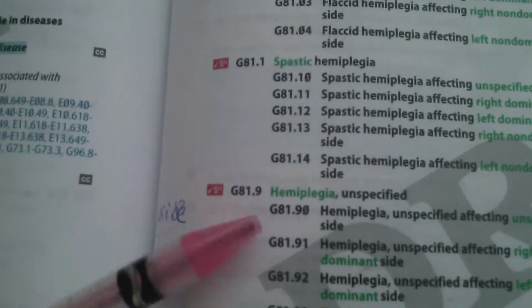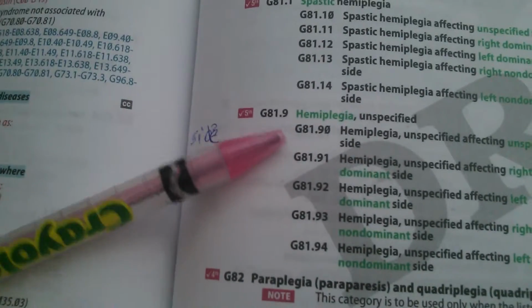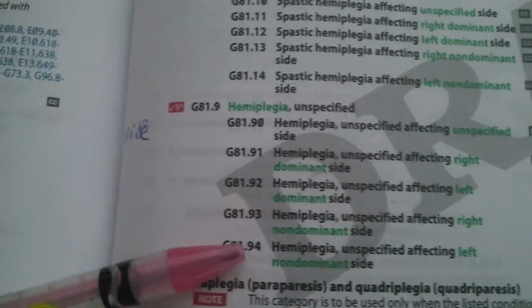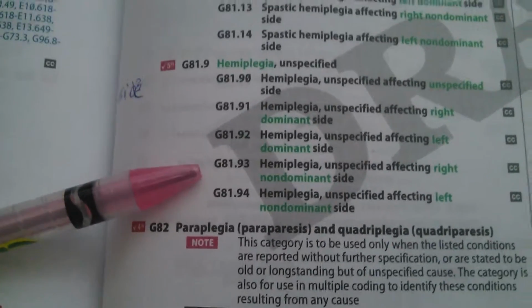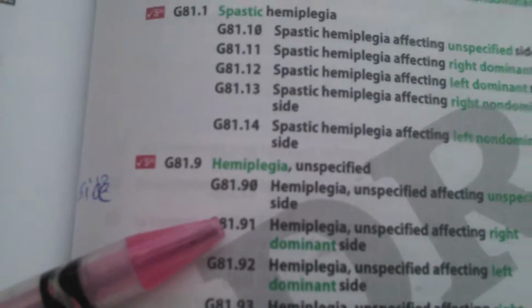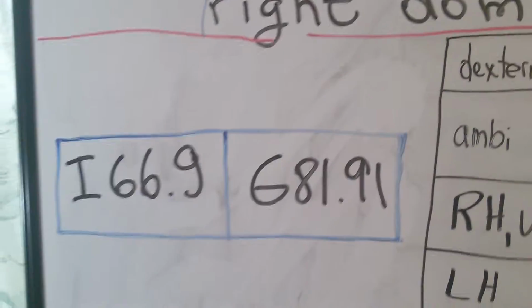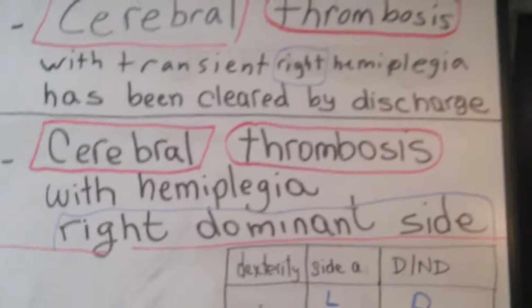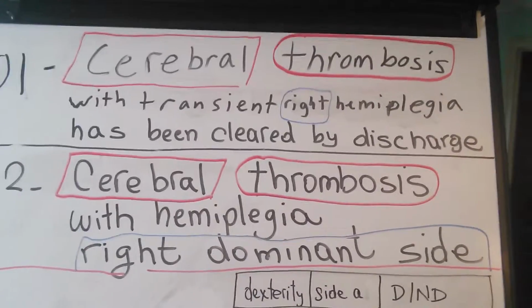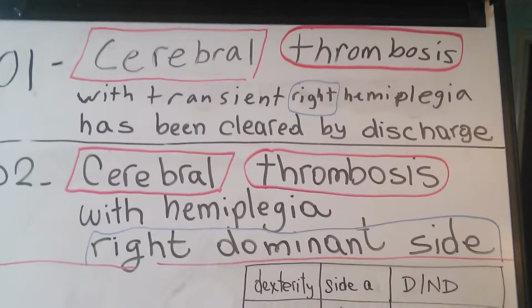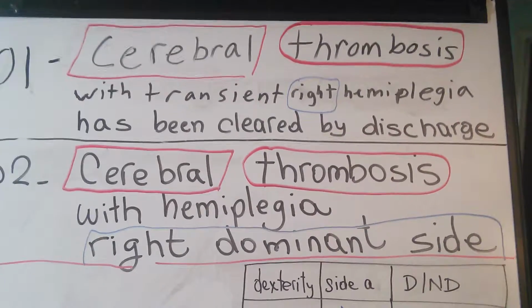That's why we have to choose this category, hemiplegia unspecified, and the fifth digit is just because it's the right dominant side, right? Which is what? The right dominant side, right here. There you go. That's why we have G81.91, which is our second code. So the conclusion of this is that sometimes the wording might be different, but as experienced coders, you have to be able to distinguish which words are important and which words are not.